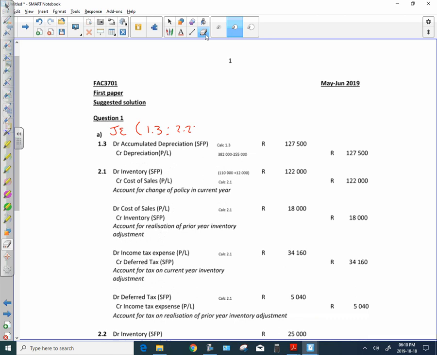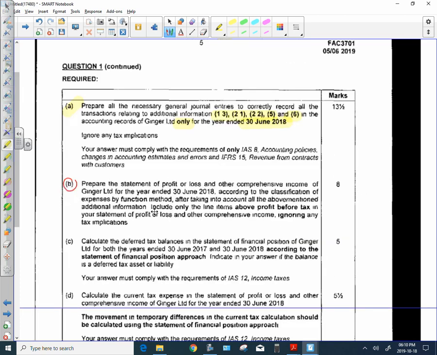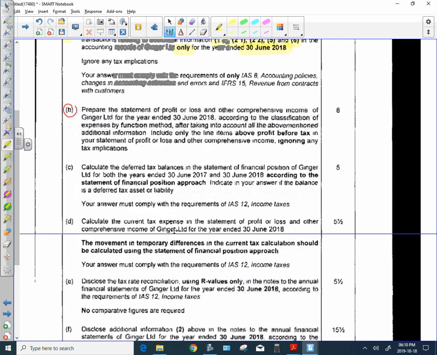Right, so what I would have done in preparation for this question is basically just written out, this is point A. What I'm required to do is journal entries, and then said for point 1.3, 2.1, 2.2, 5, and 6, so that as I get to those paragraphs, I know, okay, there needs to be a journal for this. Right. B asks me to prepare the statement of profit and loss and other comprehensive income for Ginger Limited for the year ended 30 June 2018, according to the classification of expenses by function method.